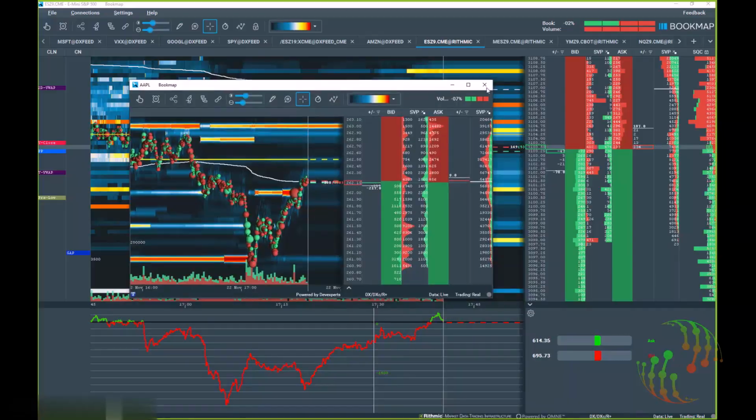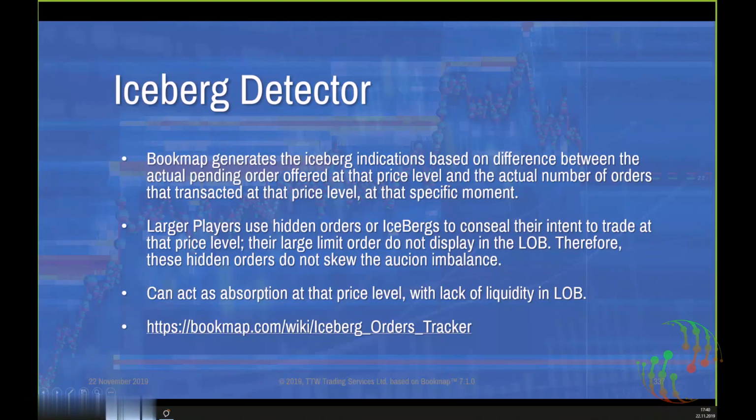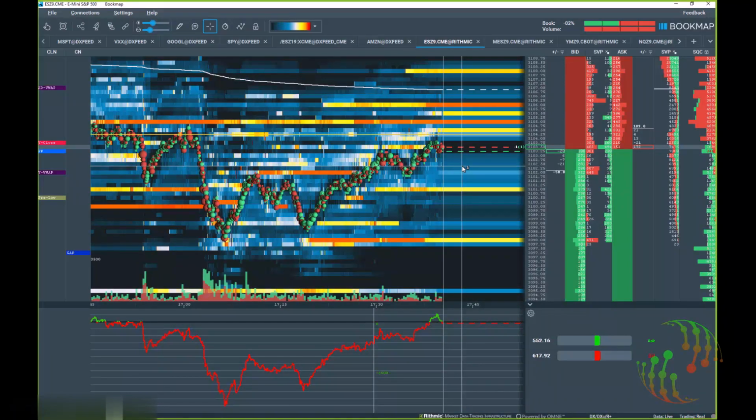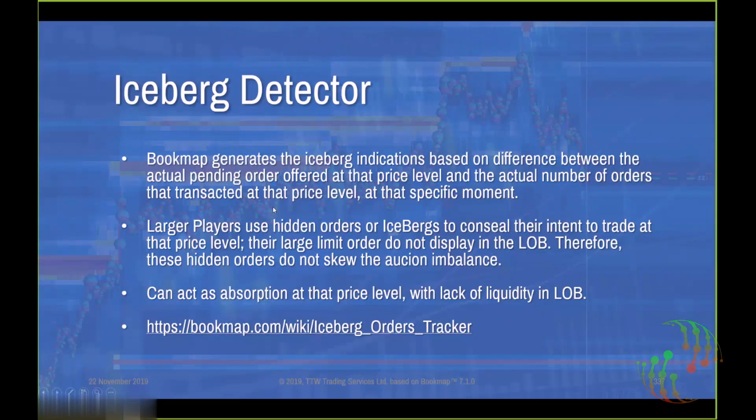Guaranteed. Absolutely. Iceberg detector. So what I wanted to say, coming back to our presentation, is that this is only a part of what we see. Bookmap generates the iceberg indications based on the difference between the actual pending order offered at a price level and the actual number of orders that transacted at that price and at that specific moment. Larger players use hidden orders, icebergs, to conceal their intent to trade at that price level. Their large limit orders do not display in the limit order book. Therefore, these hidden orders do not skew the auction imbalance.